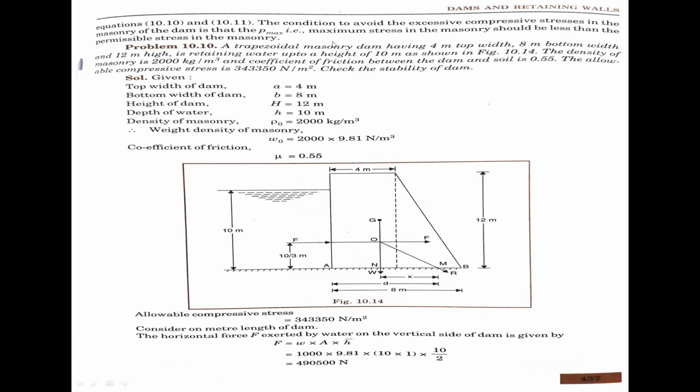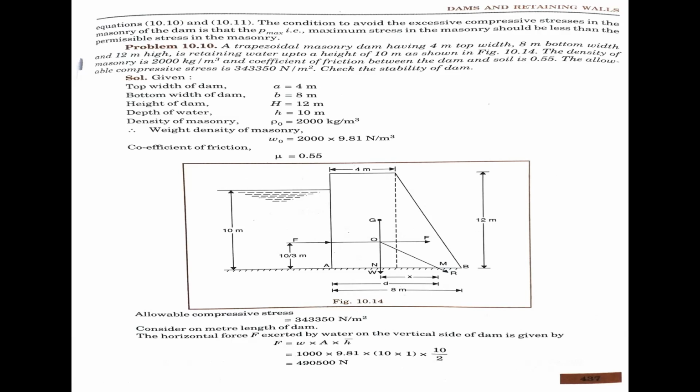The condition to avoid excessive compressive stresses in the masonry of the dam is that the maximum stress in the masonry should be less than the permissible stress in the masonry. That means sigma maximum is less than the permissible maximum. You have to satisfy this condition for compressive stresses.